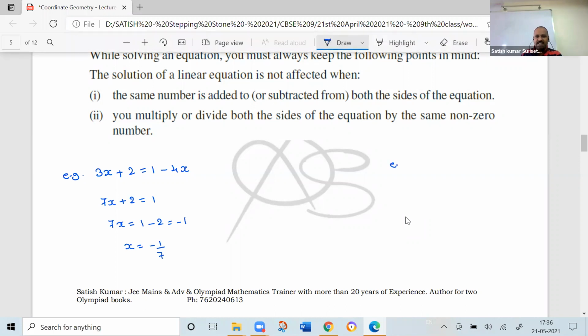Let us take another example. x by 3 plus 2 by 5 equal to 1 minus x. Solve this equation and tell me the solution.